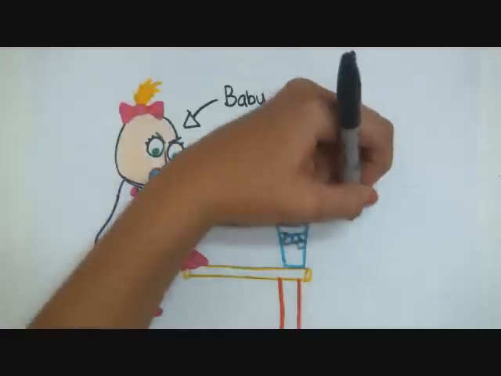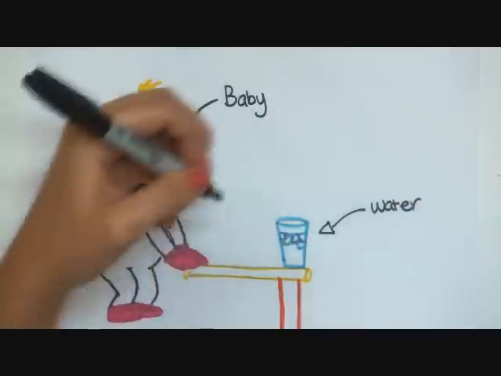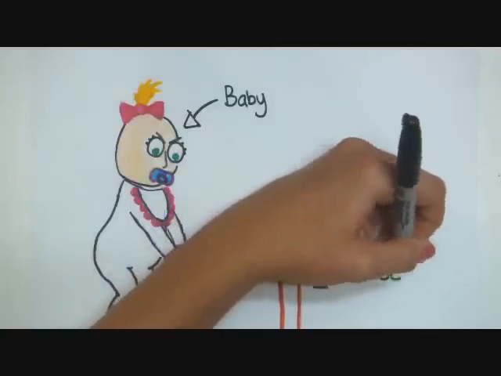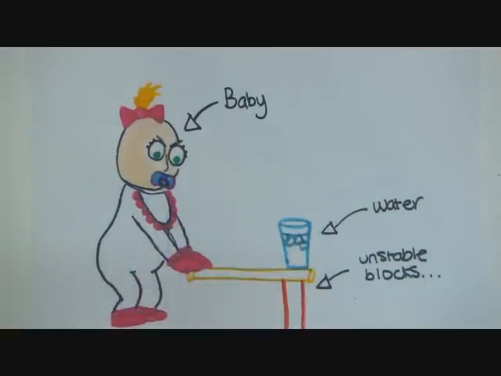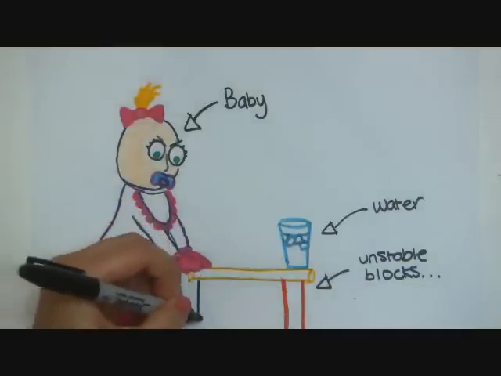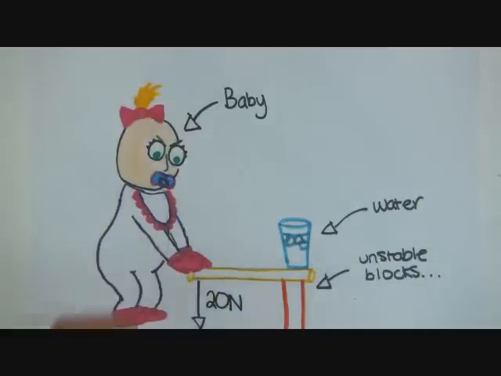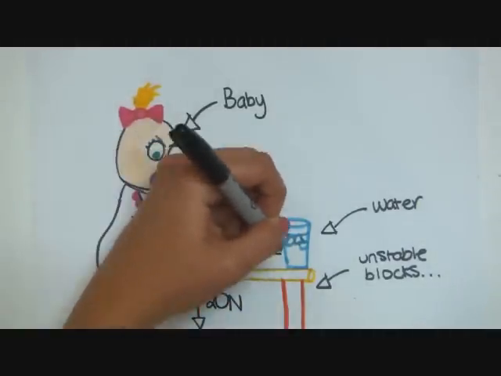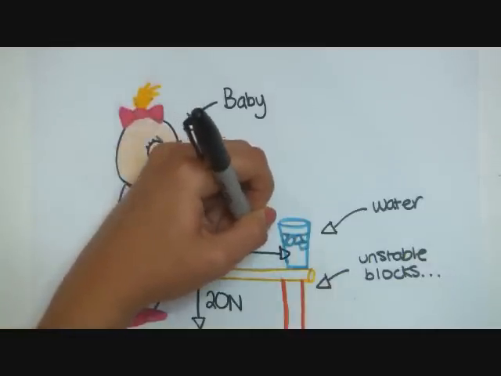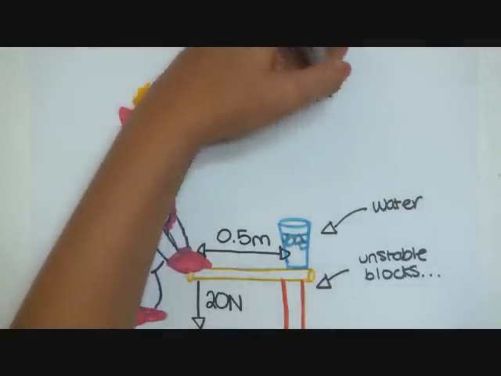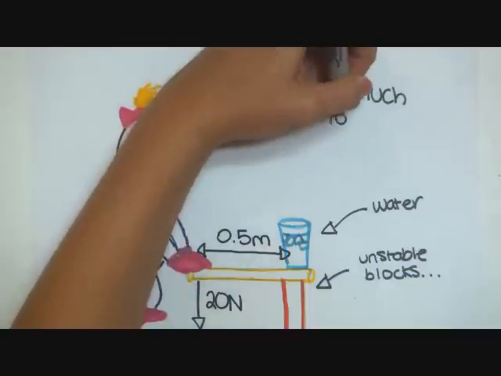Let's say this baby's mom wasn't thinking straight today and decided to balance a glass of water on some unstable building blocks. And the baby leans up against the horizontal block to try and stand up. The baby exerts a force of 20 newtons straight down, or perpendicular to the horizontal block, and the horizontal block happens to be 0.5 meters long. How much torque would result from this situation?